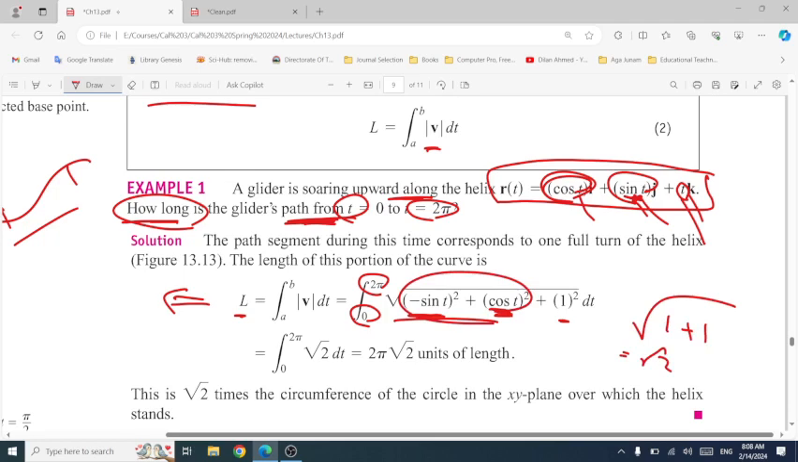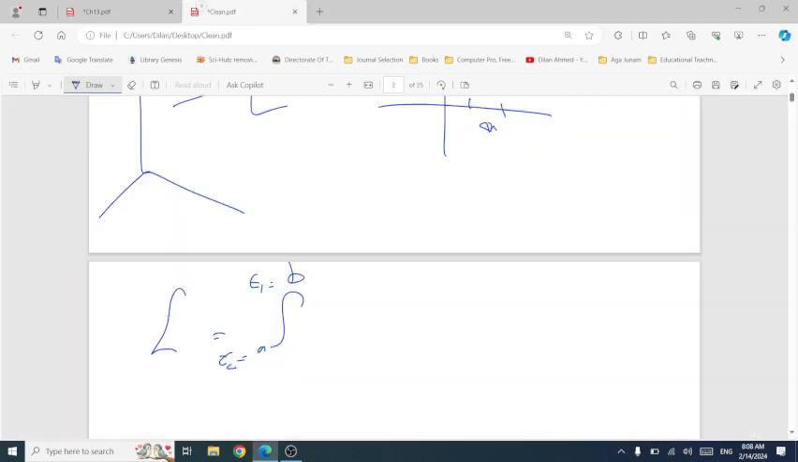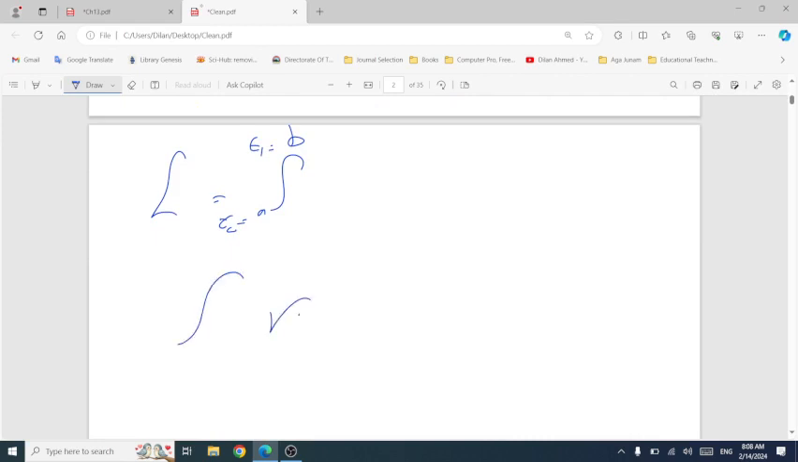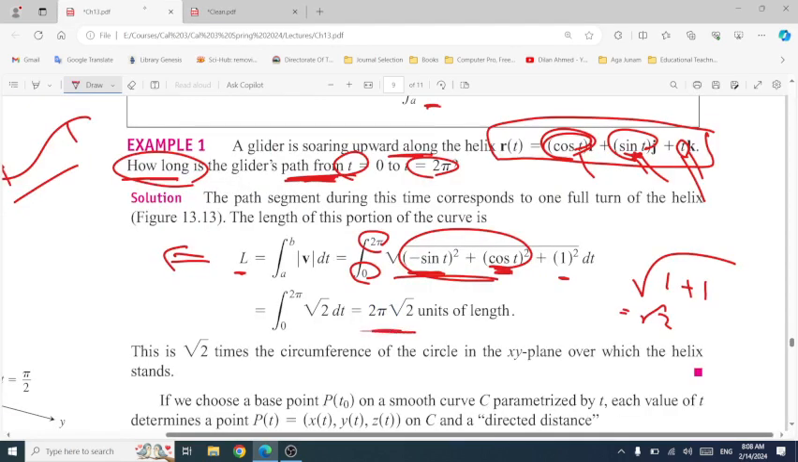Now, of course, you know, if you have this one equal to the integral of 2 dt, the result will be 2t, and t can be substituted from 0 to 2 pi. So by default, I get 2 pi minus 0. Clear? Any question?